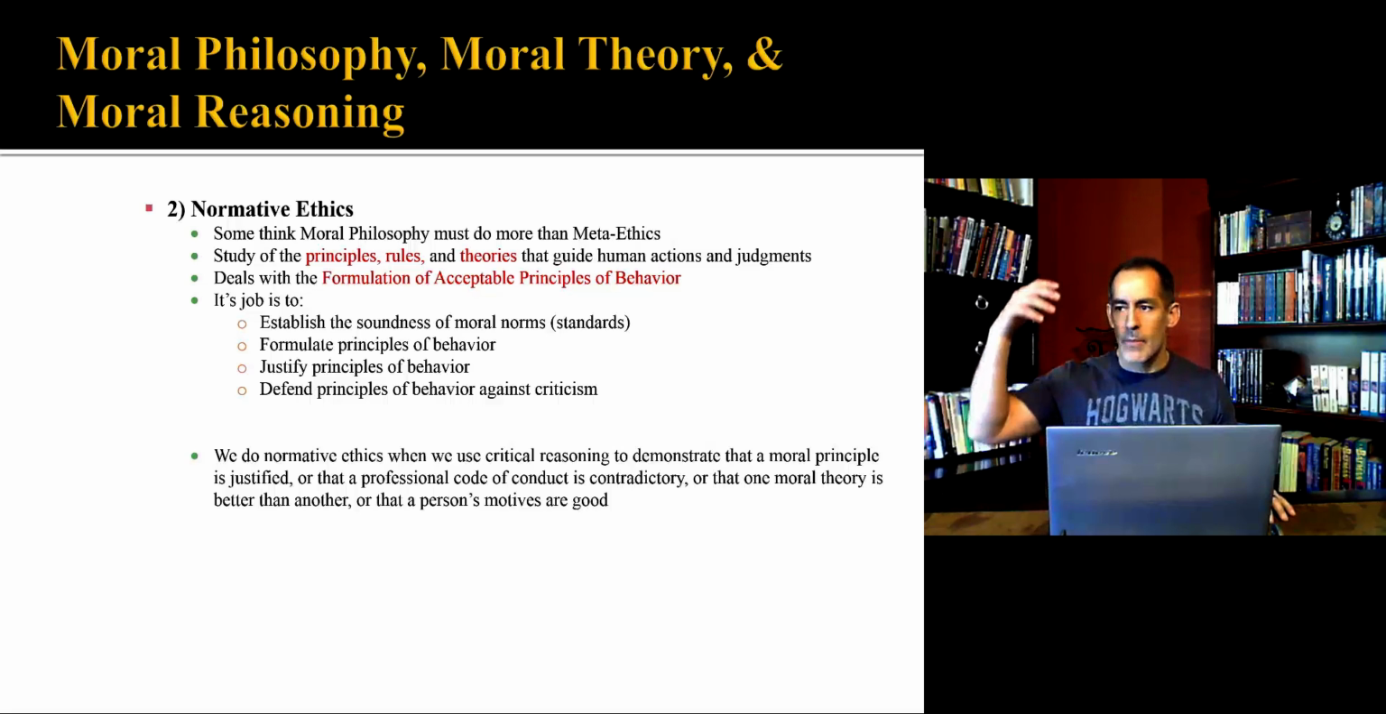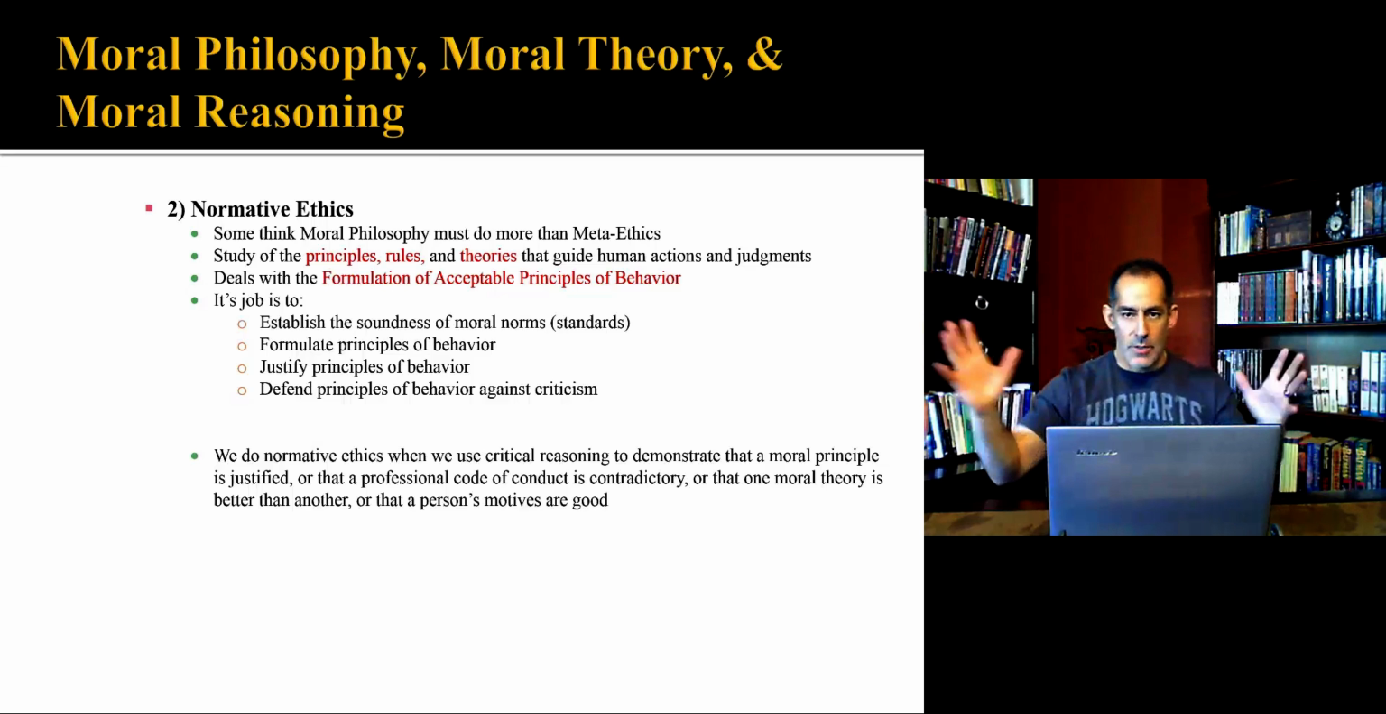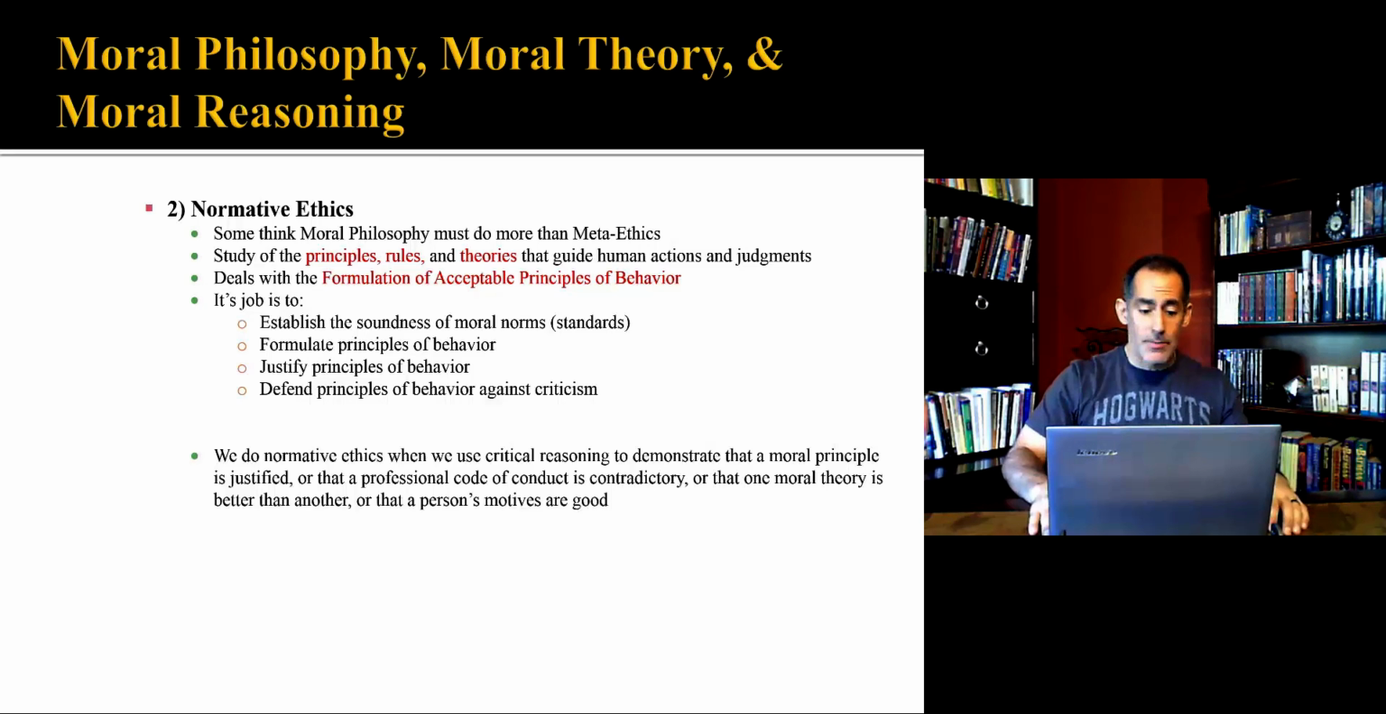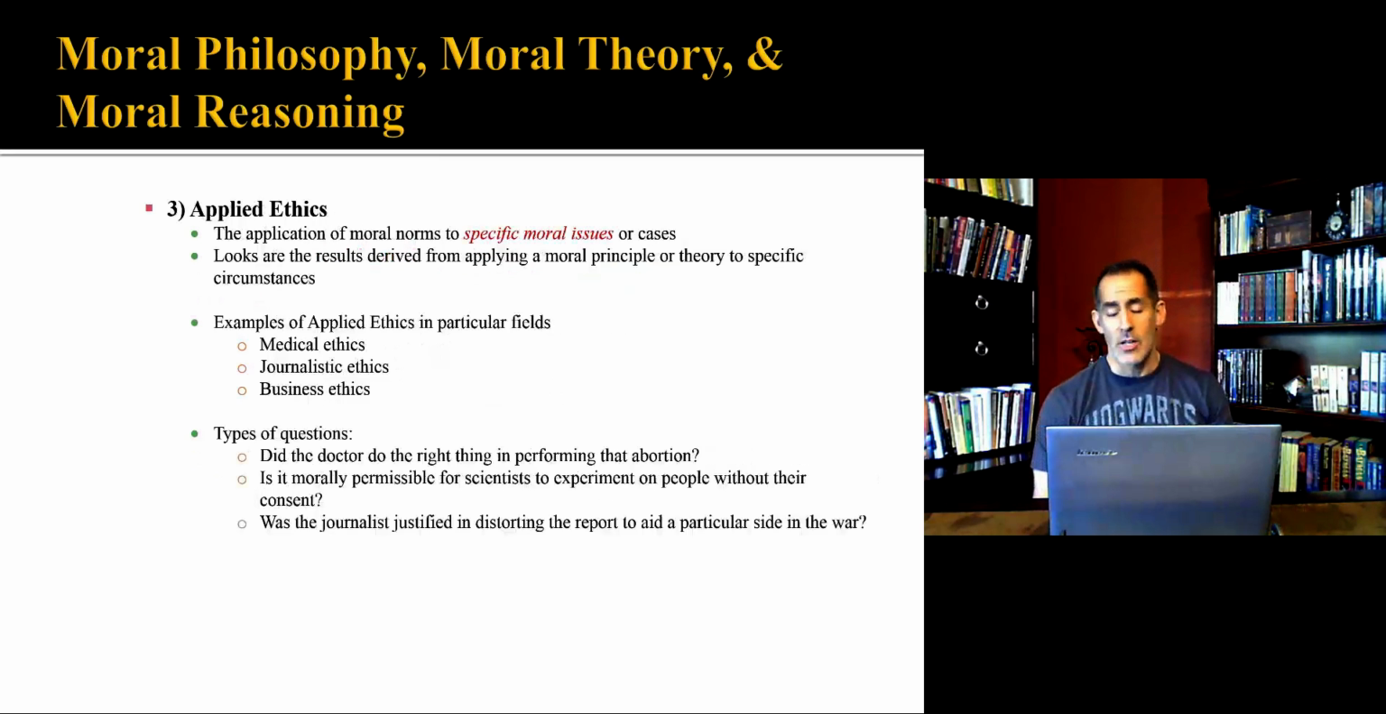So we'll look at things like egoism, hedonism, divine command theory, utilitarianism, deontological ethics, virtue ethics, natural law. There's a bunch of theories that are going to fall in this section. And then the last section is applied ethics.